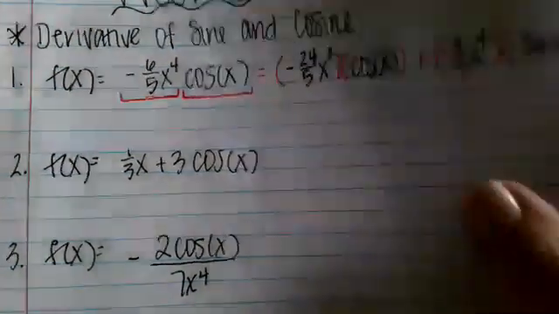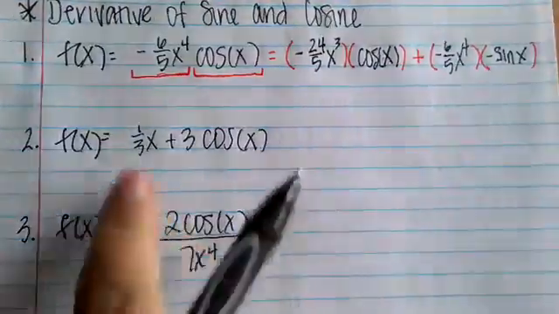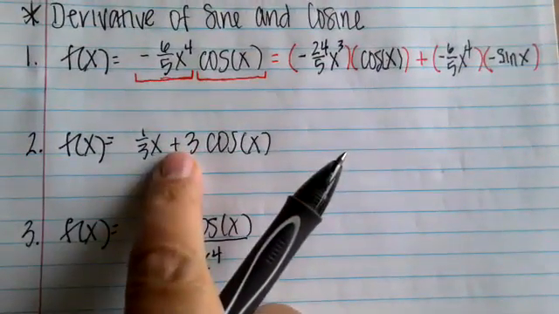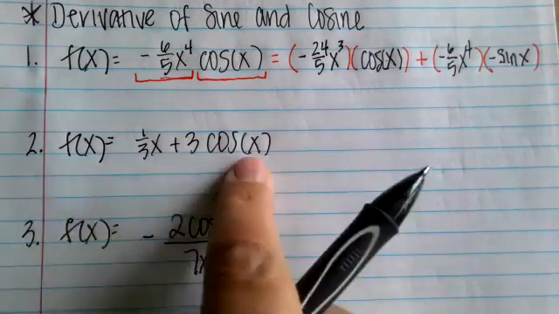Okay, and then this one's easier, number 2, because it has a plus sign in the middle. So there's no product rule here, there's no quotient rule here.